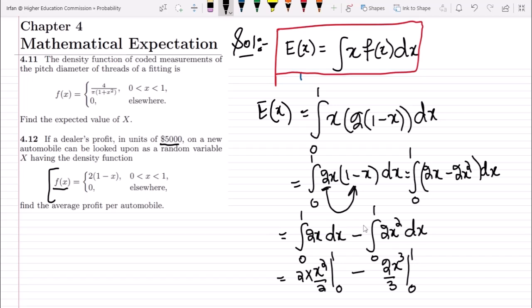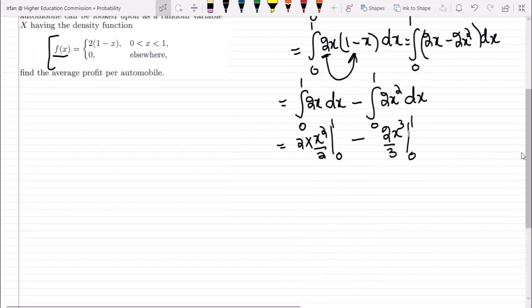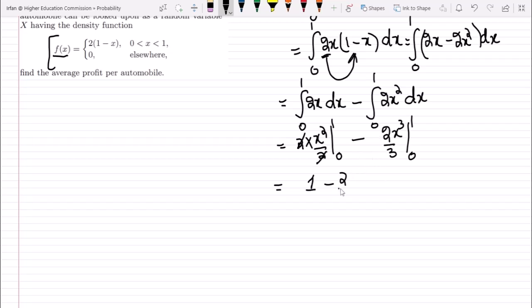Let me move down somehow. These two will cancel out and from here I will get 1. Similarly here it will be 2 by 3 times x cube, putting values here I will get this, and from it very easily we can see that the answer will be 1 by 3. So this is the average value of the automobiles.